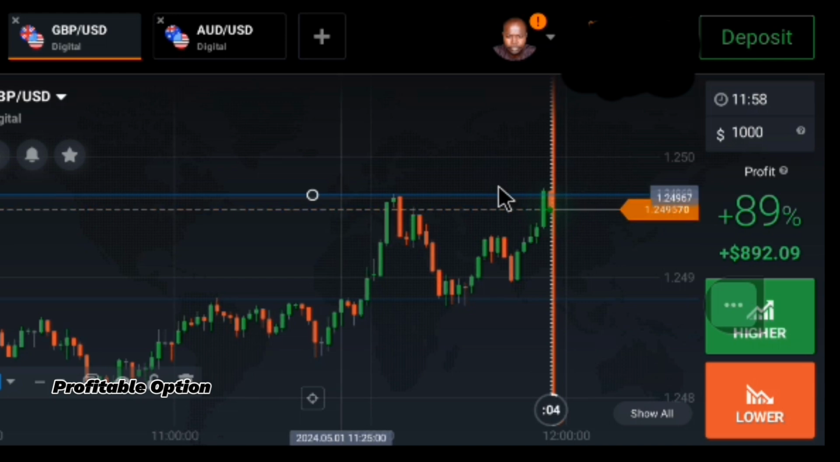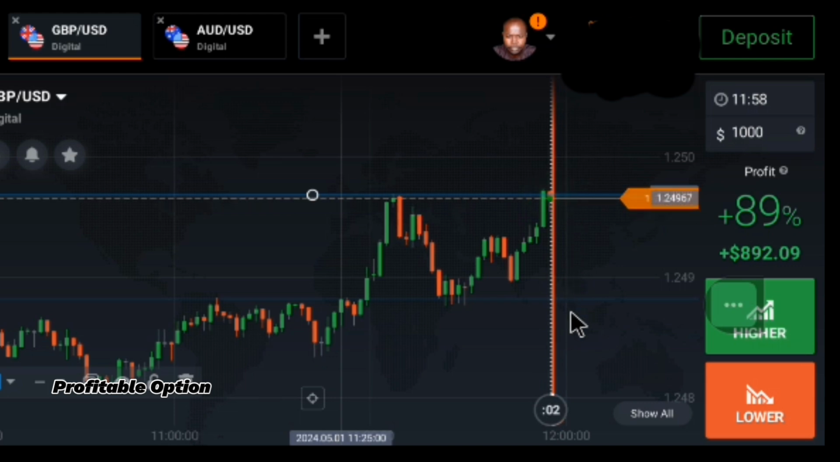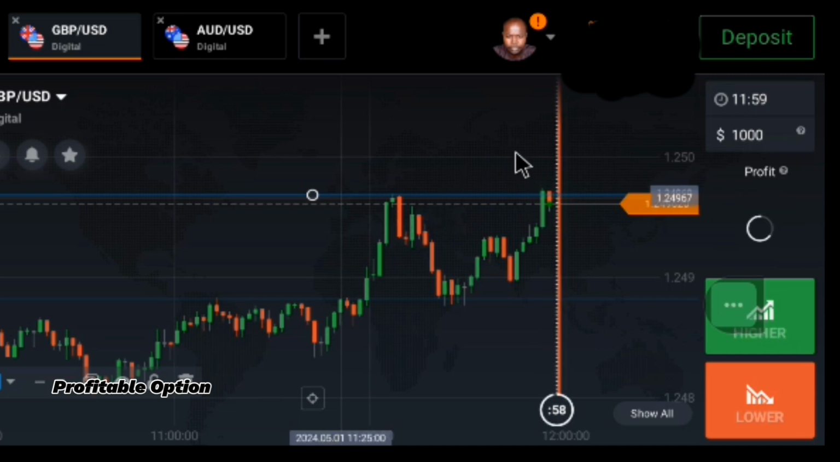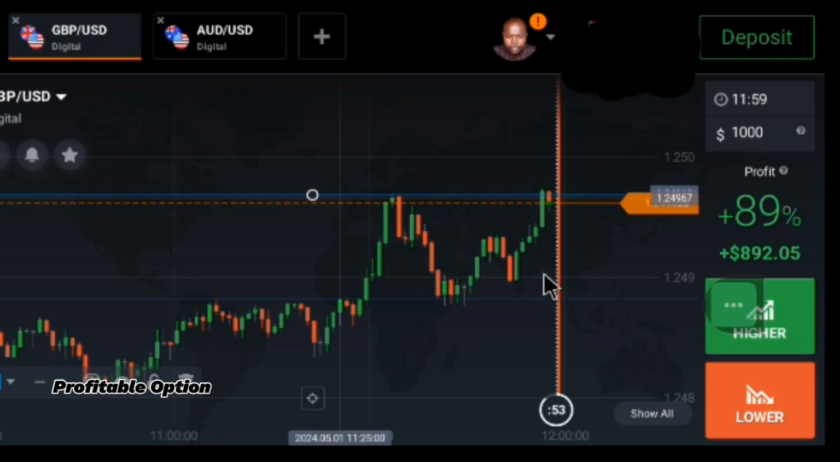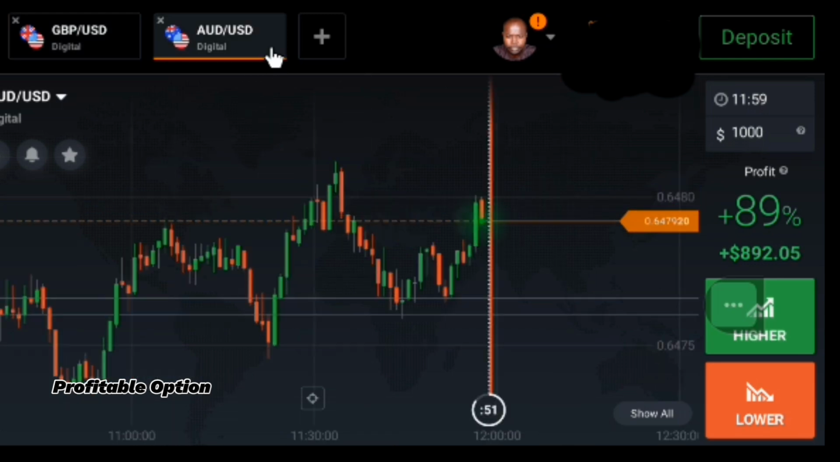But of course, in trading, there's nothing that is 100%. It could also come back to this support. It might break out of this resistance or it could come back to this support. Let's just be patient to see what happens.